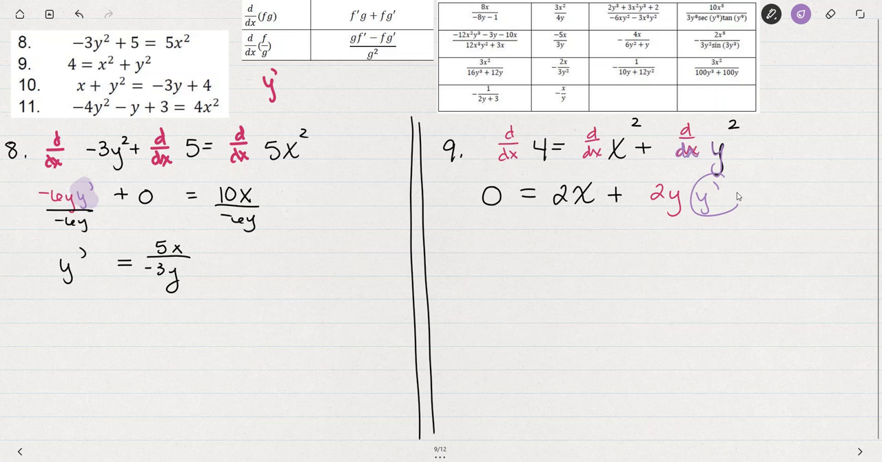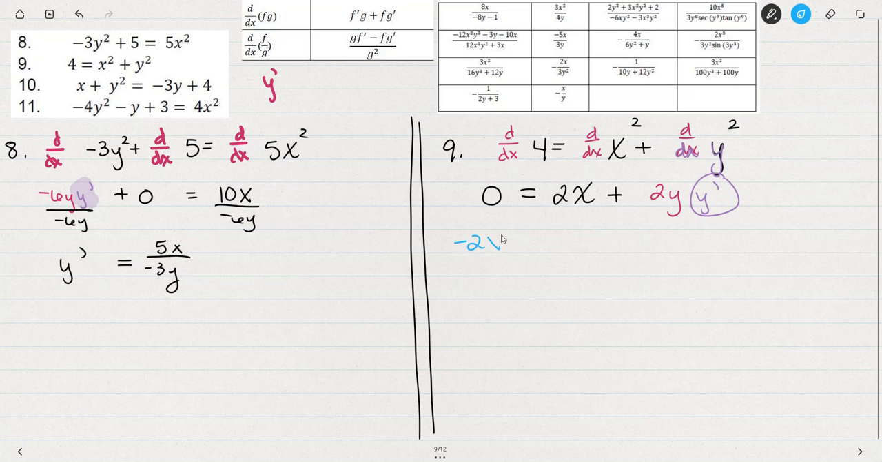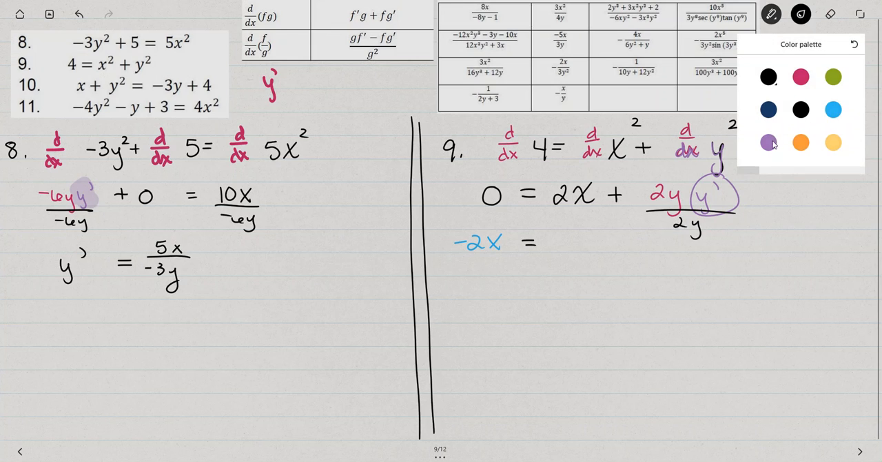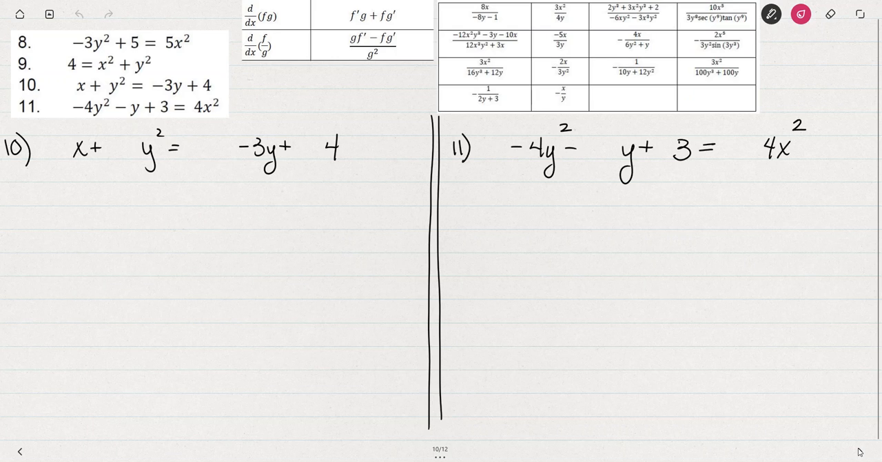To solve for y prime, I'm going to subtract 2x from both sides. So I get negative 2x equals 2y y prime. Divide both sides by 2y to get the y prime left, right? And so when I divide 2x by 2y, the 2's can divide out, and I'm just left with the opposite of x over y.